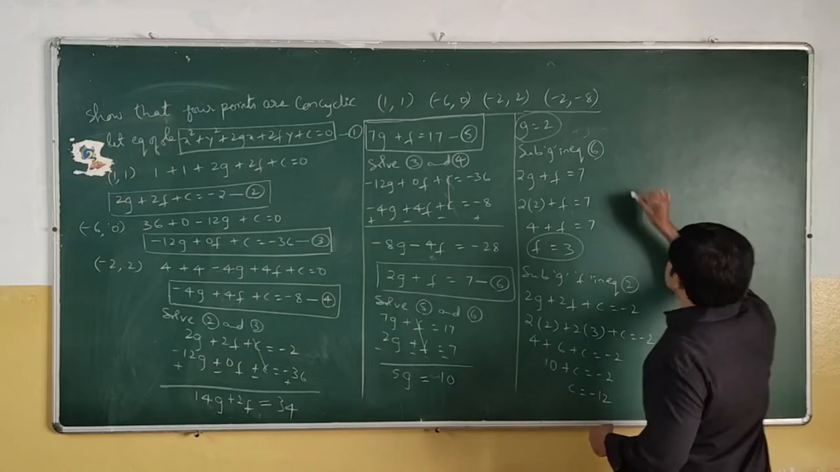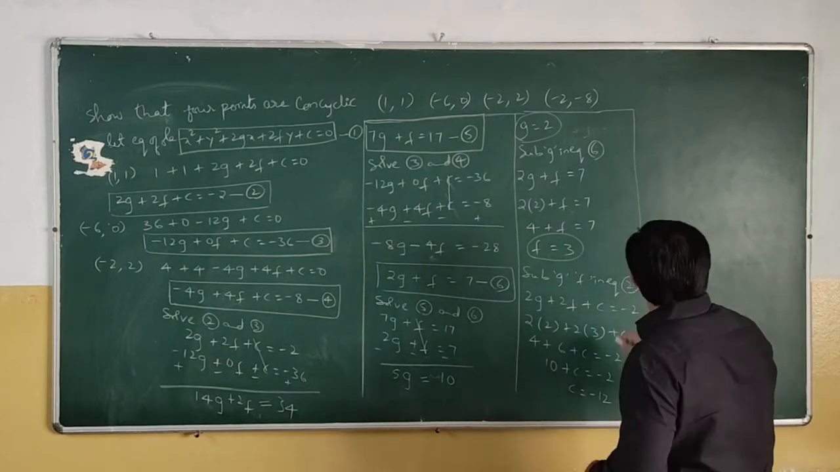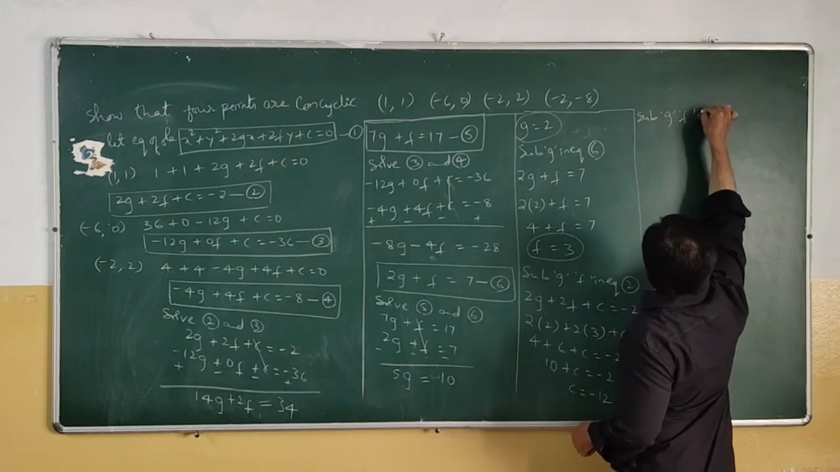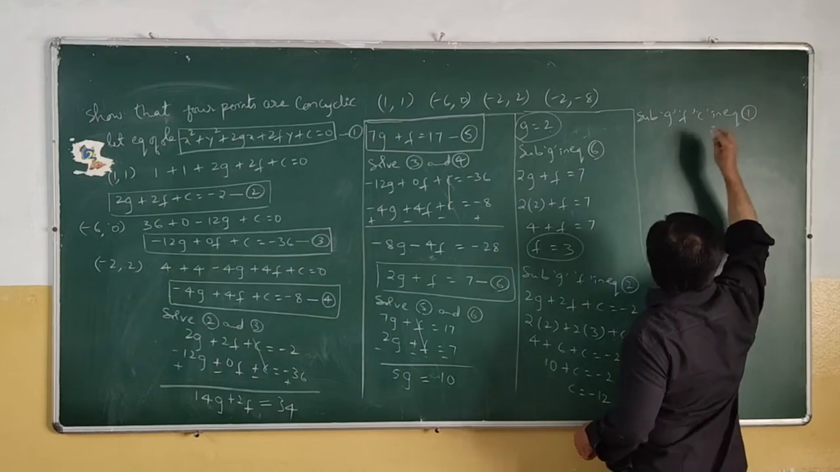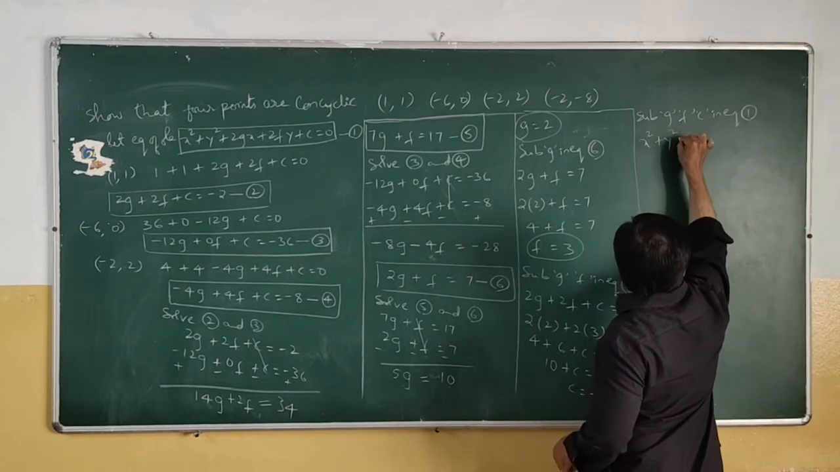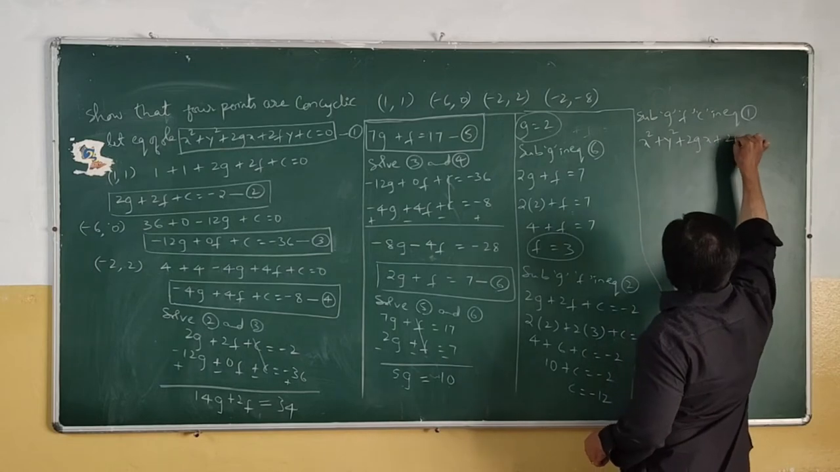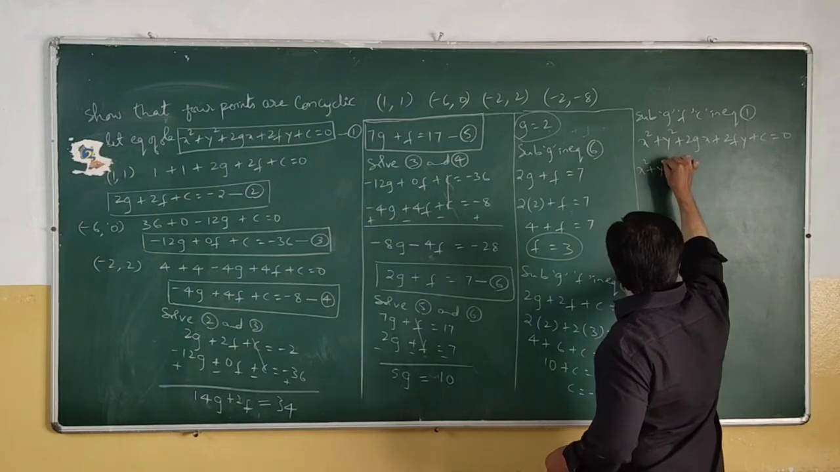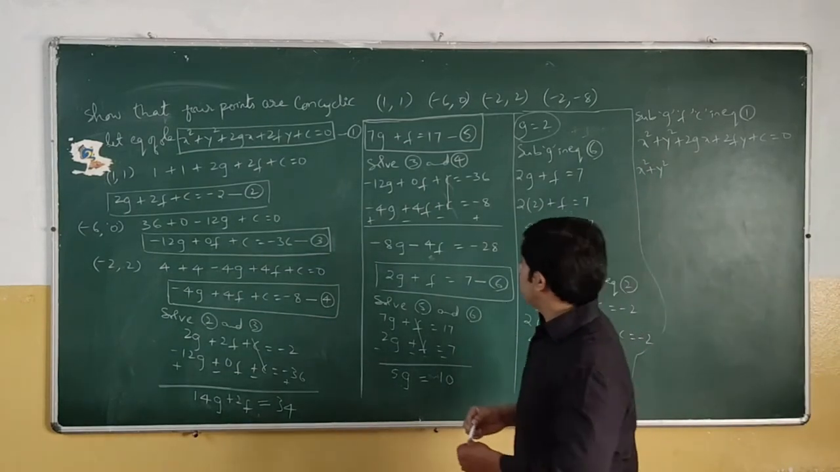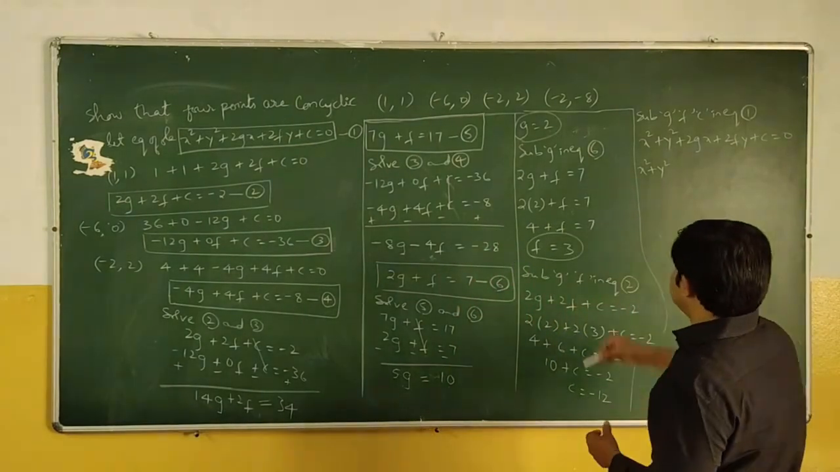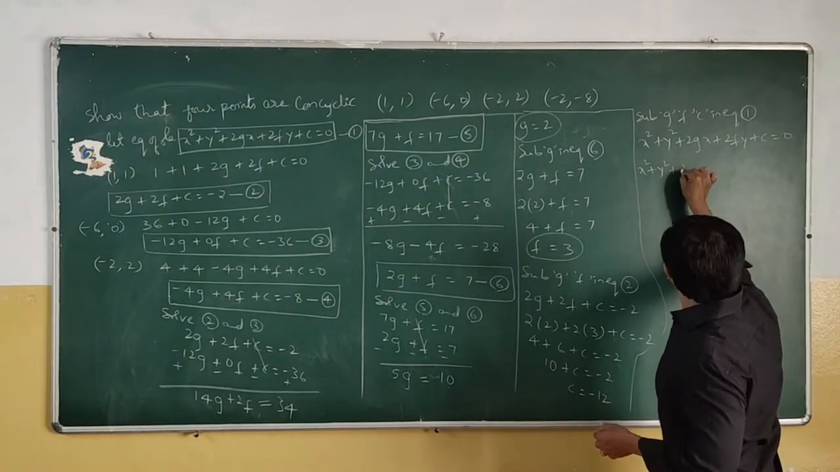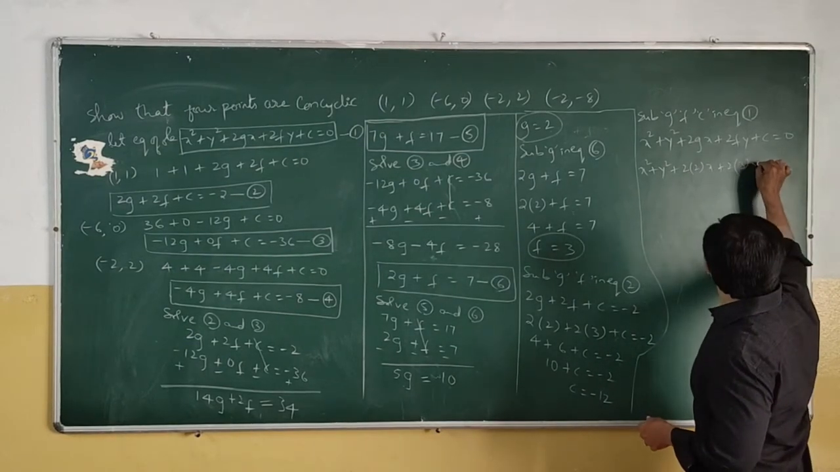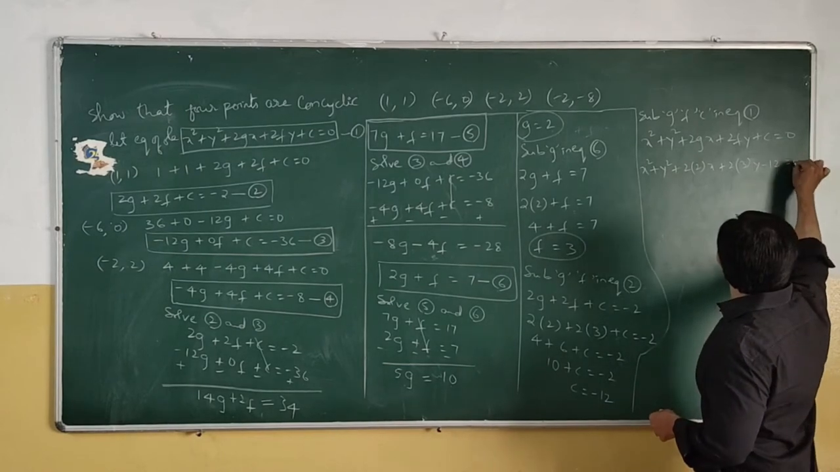Substitute in equation 1, so we get the equation of the circle. Now substitute g, f, c in equation 1. What is equation 1? It is x squared plus y squared plus 2gx plus 2fy plus c is equal to 0. So x squared plus y squared. G value is 2, so 2 into 2 into x. 2 into f value 3 into y. C value is minus 12 is equal to 0.